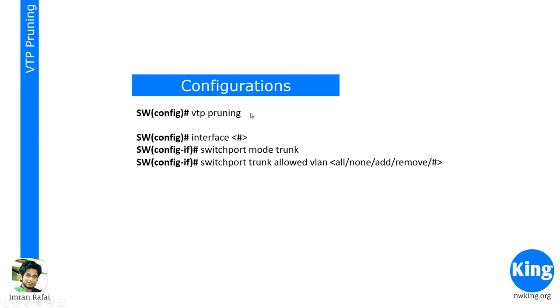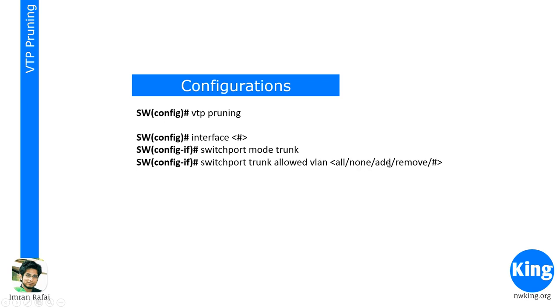But if you want to manually allow VLANs, you can go into switchport mode trunk, whichever is your trunk interface. You can go into that interface and say switchport trunk allowed vlan. You can use the keyword all. When you say all, that means every VLAN is allowed. When you say none, that means no VLAN traffic is allowed.